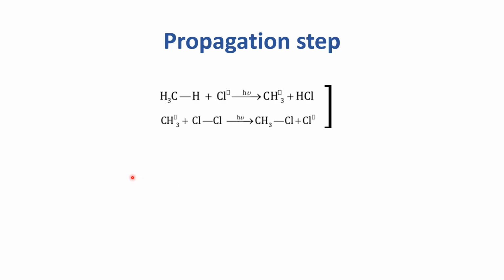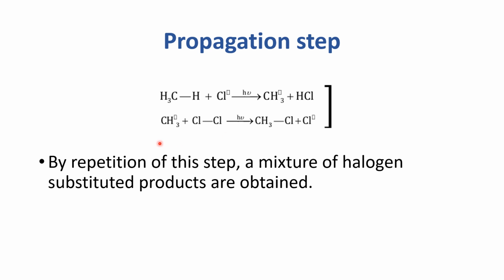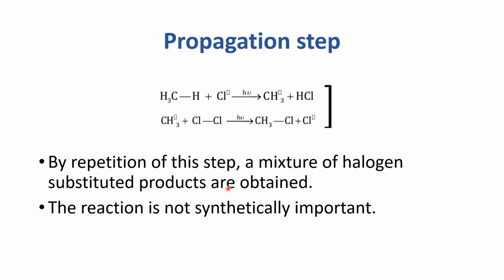The author mentions the propagation step, in which methane reacts with chlorine and a methyl free radical is generated. And in the next step we generate a chlorine free radical. By repetition of this step, a mixture of halogen substituted products is obtained. That's why this reaction is not synthetically important.